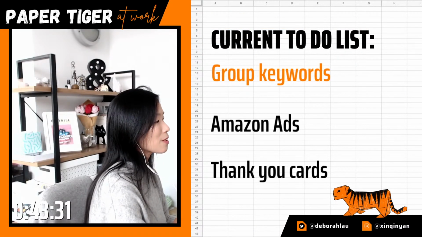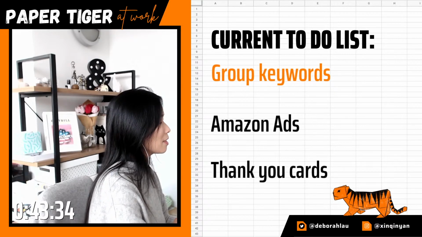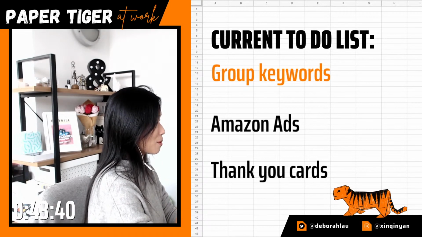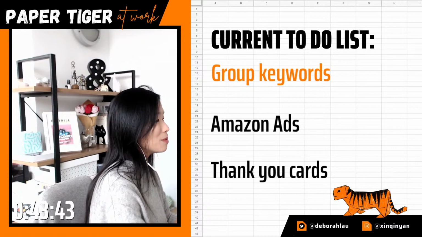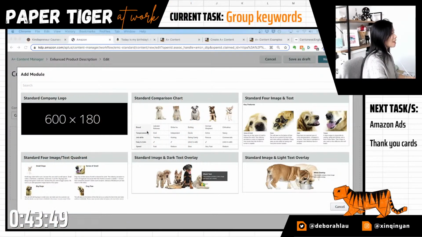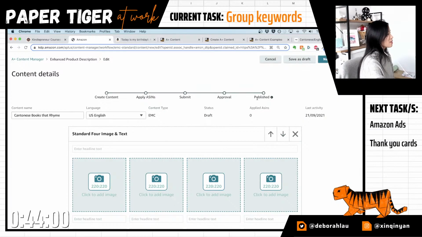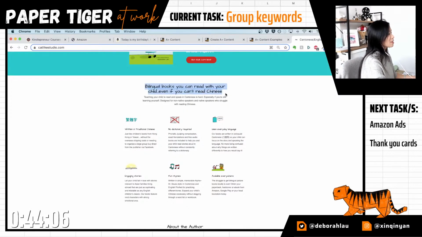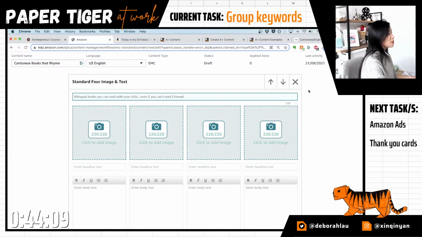So I'm just gonna, let's see, content name. Cantonese books that rhyme, I guess. Add module. Add module. Standard company logo. Standard comparison chart. 4 image and text. 4 image and text quadrant. All right, I might go with this one simply because it's a bit closer to what I have here. So we're gonna go.